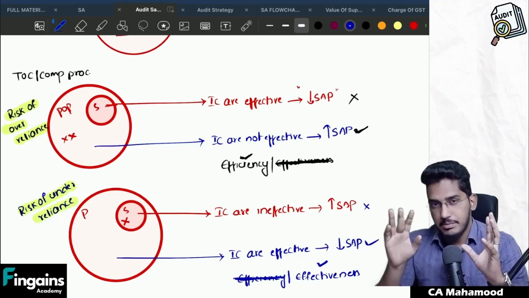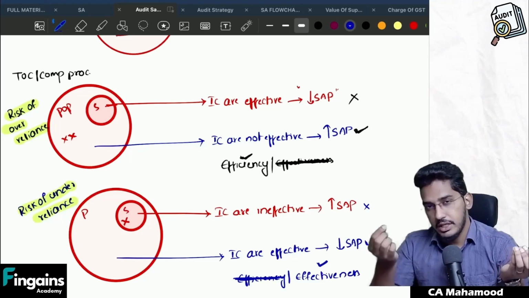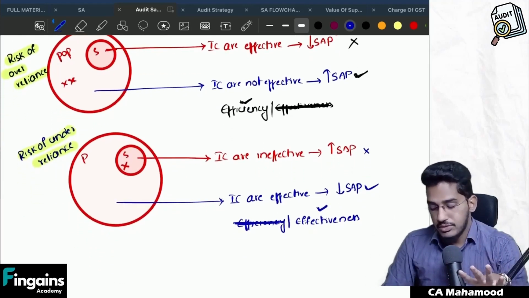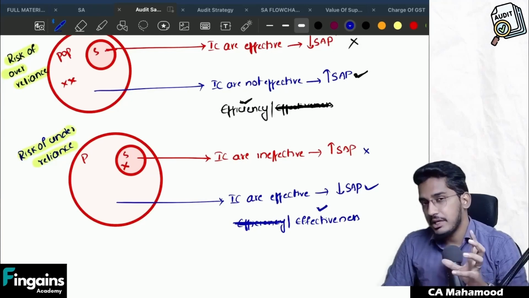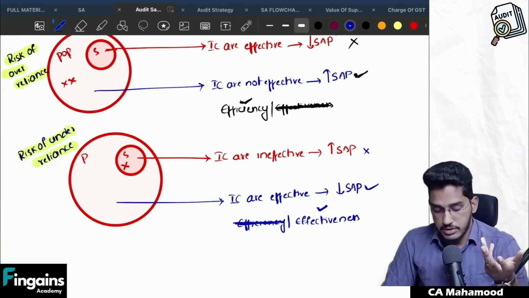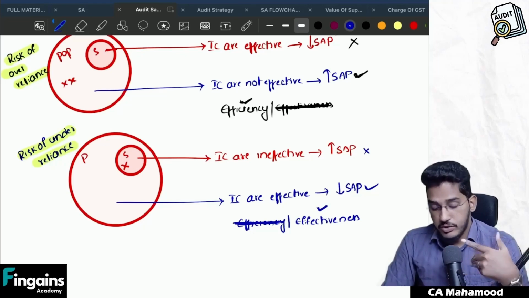But in fact, in the entire population, that is the only deviation. So you should have concluded internal controls are effective and you should have performed less substantive audit procedures. But because of sampling, you are performing more substantive audit procedures. That means when less is required, you are doing more. This we call risk of under reliance.